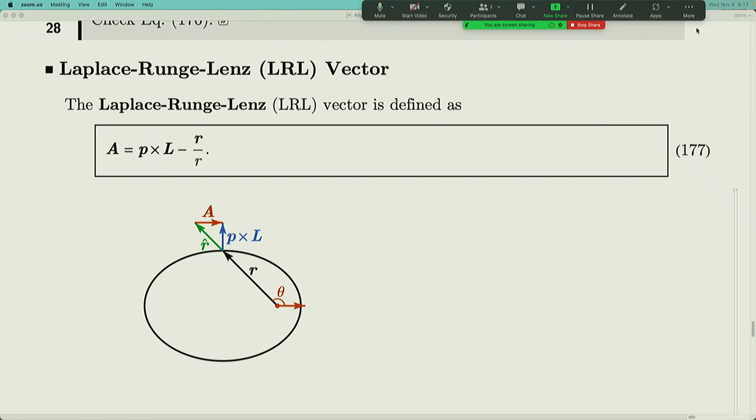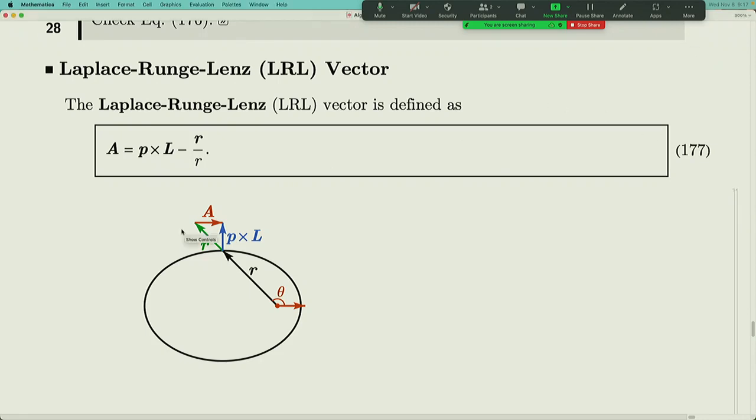But this vector has a name called the Laplace-Runge-Lenz vector, discovered by these 3 physicists. And then a long time ago, of course, when quantum mechanics was not there yet, they discovered this in classical mechanics. So this vector is also denoted as A. Its expression is basically given by the momentum cross product with the angular momentum minus displacement over the distance. Okay, so it's a very complicated expression.